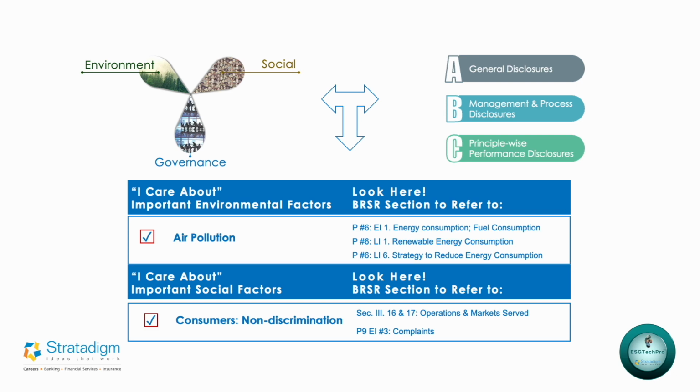So a person that is concerned about air pollution pulls out the BRSR report and looks at energy consumption by directly going to the section Principle 6, Essential Indicator 1. What is the total energy? Principle 6, Leading Indicator 1. How much of it is renewable? Principle 6, Leading Indicator 6. What is the company going to do to reduce its footprint? And like for like, you can compare one bank's sections with another bank's same sections and see which bank is doing a better job.